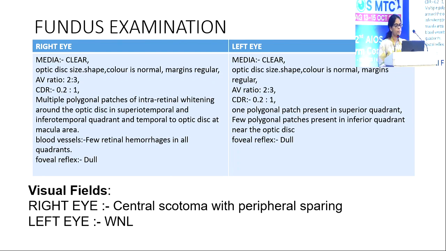Left eye, media is clear. Optic disc size, shape, color is normal. Margins are regular. AV ratio is 2:3 and cup disc ratio is 0.2:1. One polygonal patch is present in the superior quadrant and a few polygonal patches are present in the inferior quadrant near the optic disc. Foveal reflex is there. On visual fields, right eye central scotoma with peripheral sparing is seen and left eye is within normal limits.